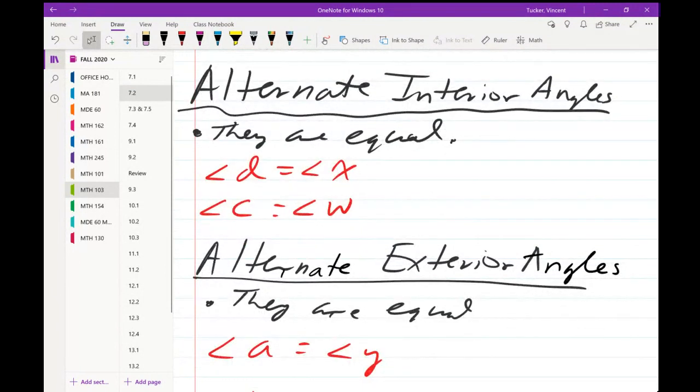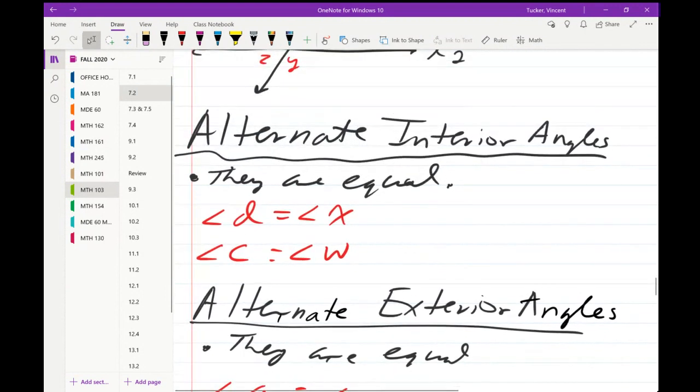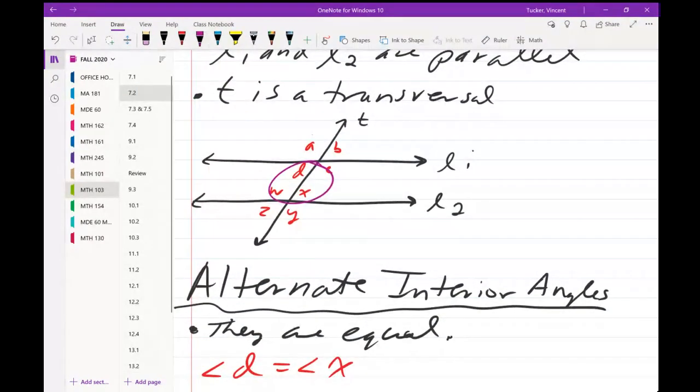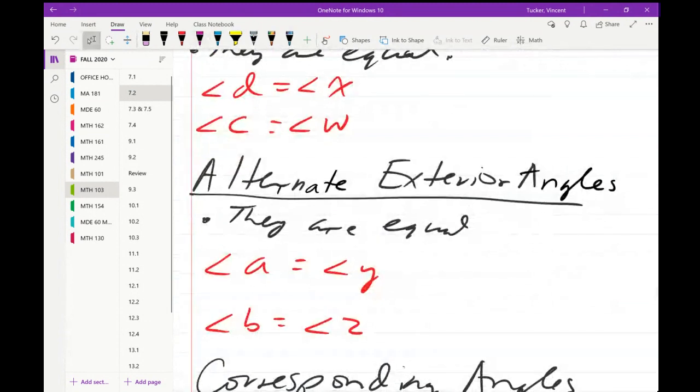Next one is alternate exterior angles. That's important because they are equal. So you're talking about exterior. If these are the interior, that means these are the exterior. Once again, you said alternate because now you're talking about the opposite sides of your transversal. So A and Y, B and Z, they are the ones that are going to be equal.